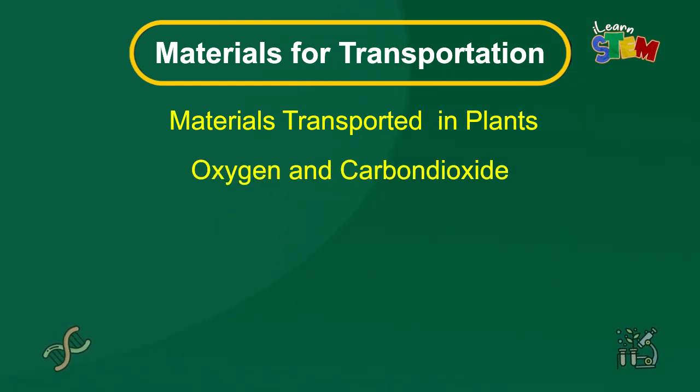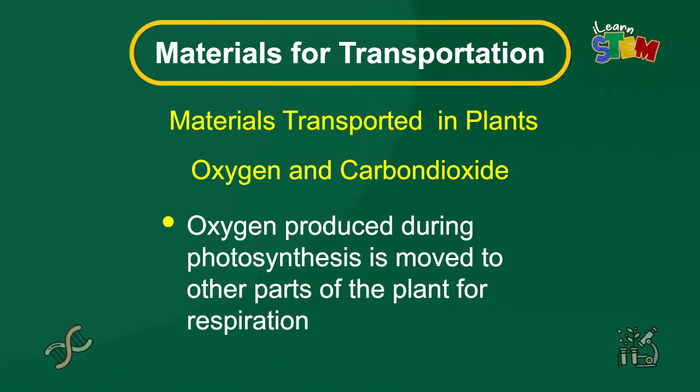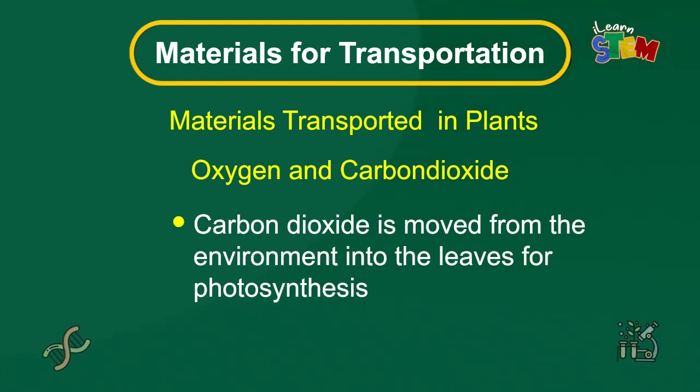4. Oxygen and carbon dioxide. Oxygen produced during photosynthesis is transported to other parts of the plant for respiration. Then, carbon dioxide is transported from the environment into the leaves for photosynthesis.